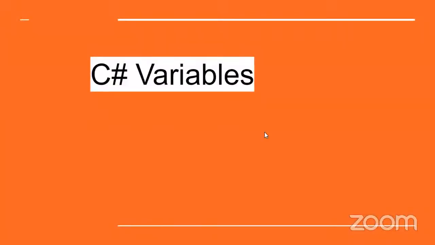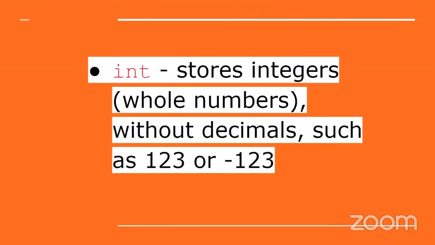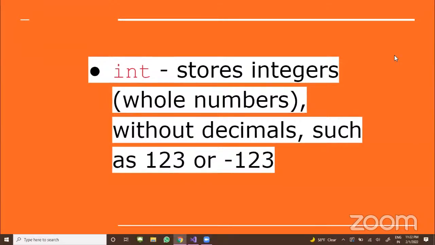Okay, C sharp variables. In that, the first one is int. Int is nothing but an integer variable. This stores integers, the whole numbers without decimal points, such as 123 and minus 123.